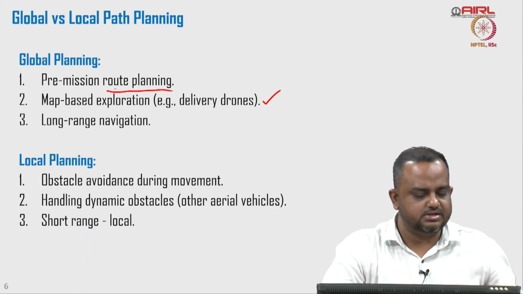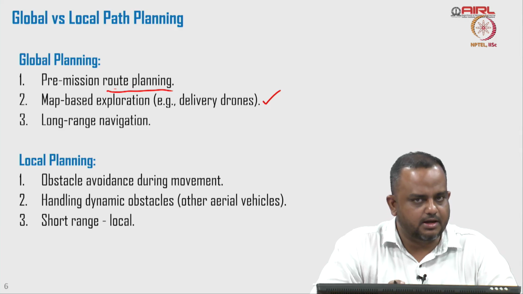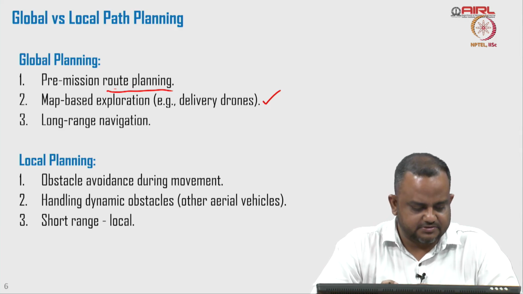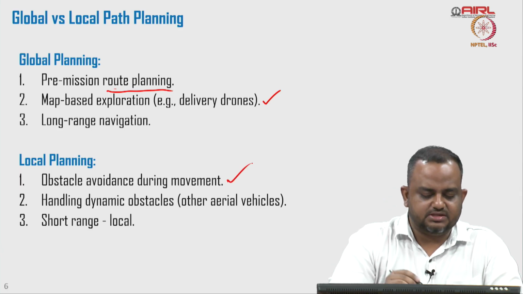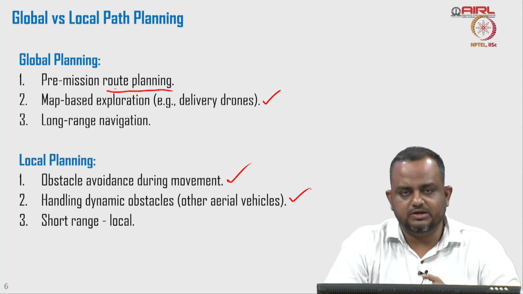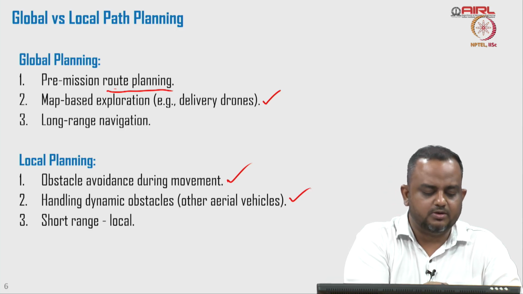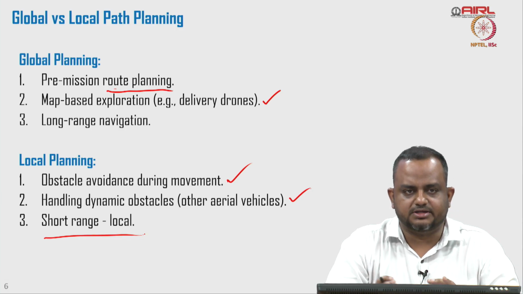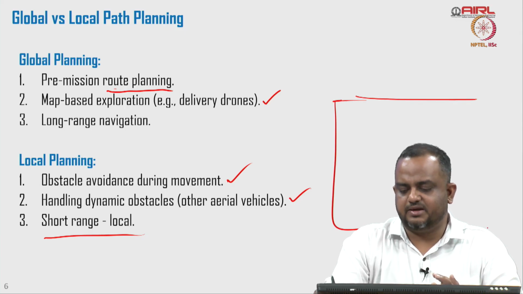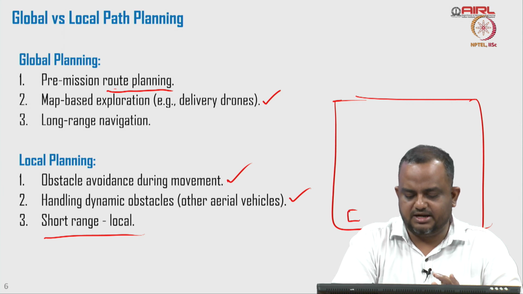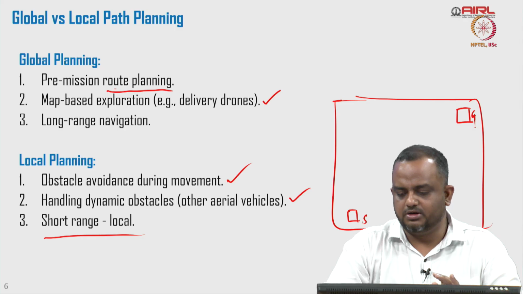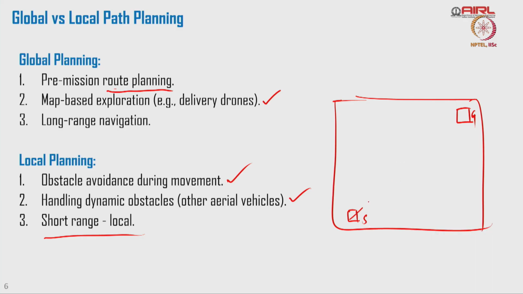Now, when it comes to local planning, it is mostly focused on drone navigation or autonomous vehicle navigation, with obstacle avoidance during movement. It can handle dynamic obstacles, or if the map is not fully known, that also can be handled, and local path planning happens for a shorter range. Global path planning is, if this is the entire environment and this is the source and the drone needs to go here, which is the goal, global path planning takes care of the entire route.